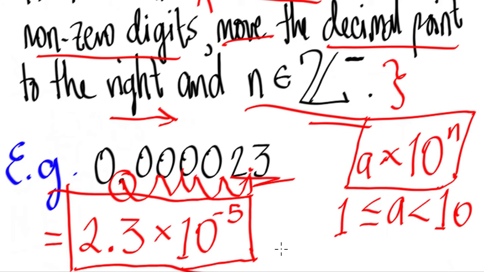Okay, why do we use this? Imagine a very microscopic thing, a nanoscopic thing, shall we say. It's going to be very, very small with a lot of zeros. So you don't need to write all the zeros. Instead, why not use the scientific notation? Right? So that's the use of scientific notation.